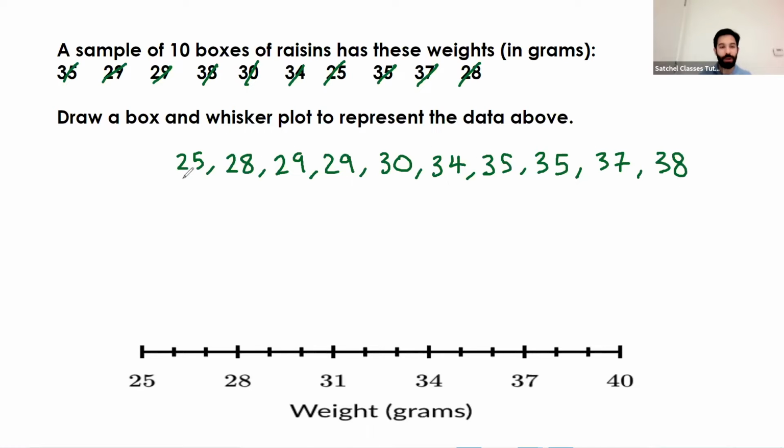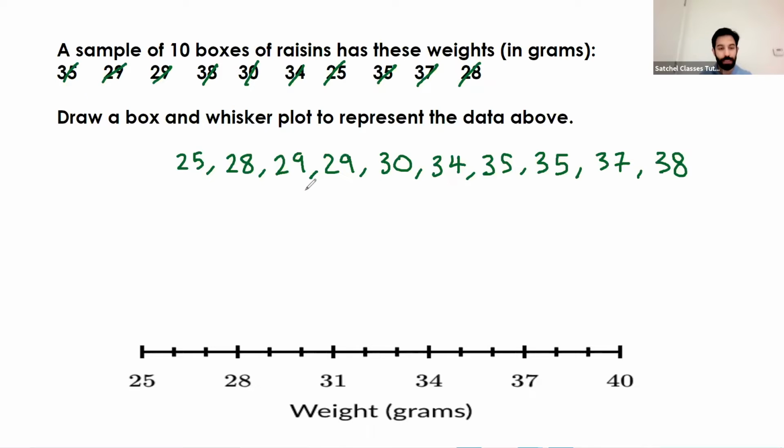All right, and just count how many numbers you've written down. So you've written 1, 2, 3, 4, 5, 6, 7, 8, 9, 10 numbers. Do we have 10 numbers? Yes, we do. The question also tells us a sample of 10 boxes of raisins. So you've included all 10 numbers, so you should be pretty confident that this is correct. And you can just count 25, 28, 29, 29, 30, 34, 35, 35, 37, 38. So our data is clearly ordered from the smallest value to the largest value.